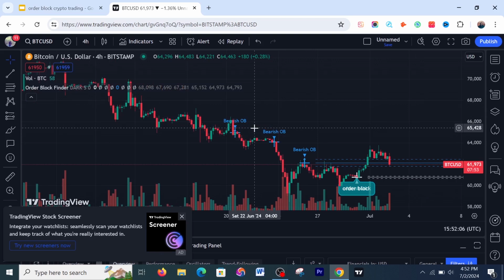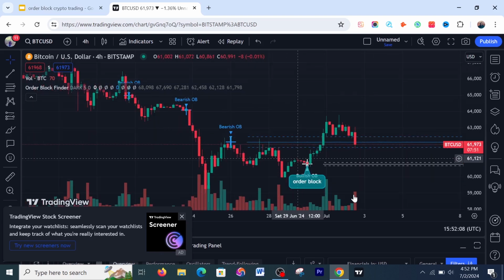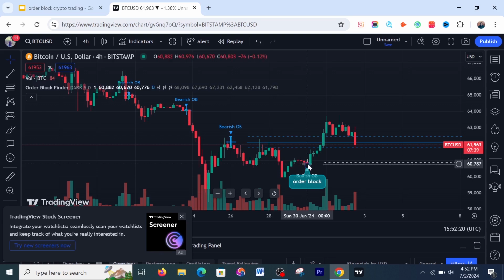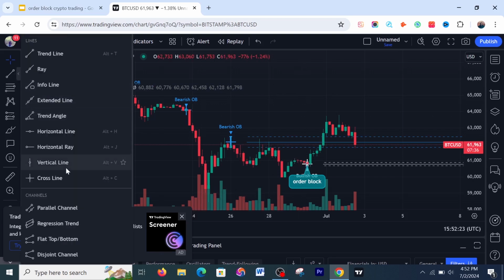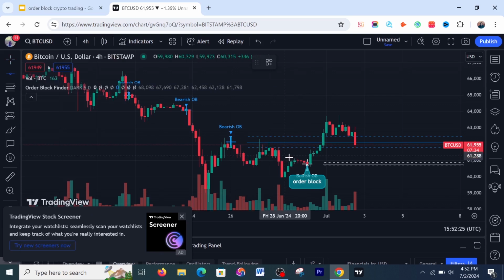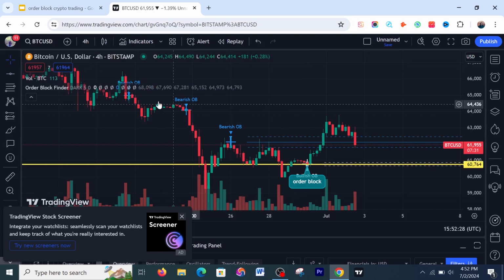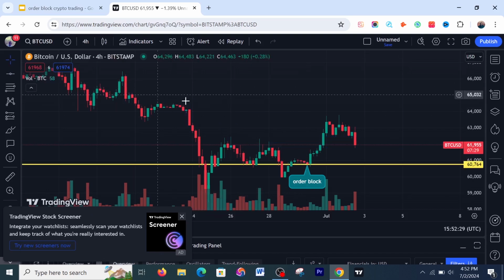I'm recording this on July 2nd, and you could see that BTC is going down. It's currently at 61,953. So we could expect it to come to this point, to get to this place as a support area. You would also need to ensure that you validate order blocks with other indicators like RSI divergence, MACD divergence, and other indicators you might be using.